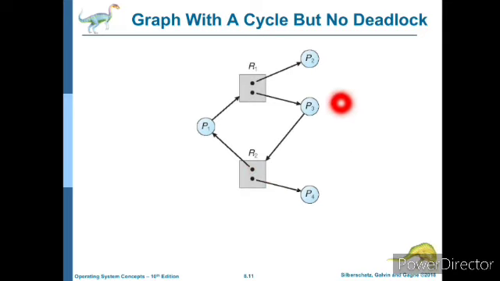Here also P2 can release its resource at any time. Therefore an instance of the resource type R1 can be allocated to process P1. So this graph contains a cycle, but no processes in the graph are deadlocked. In summary, if the resource allocation graph does not have a cycle, then the system is not in a deadlock state. If there is a cycle, then the system may or may not be in a deadlock state. This observation is most important when we deal with the deadlock problem.